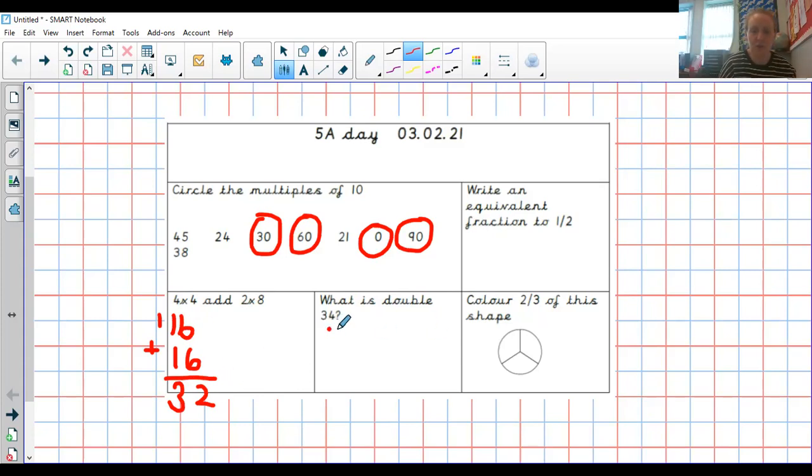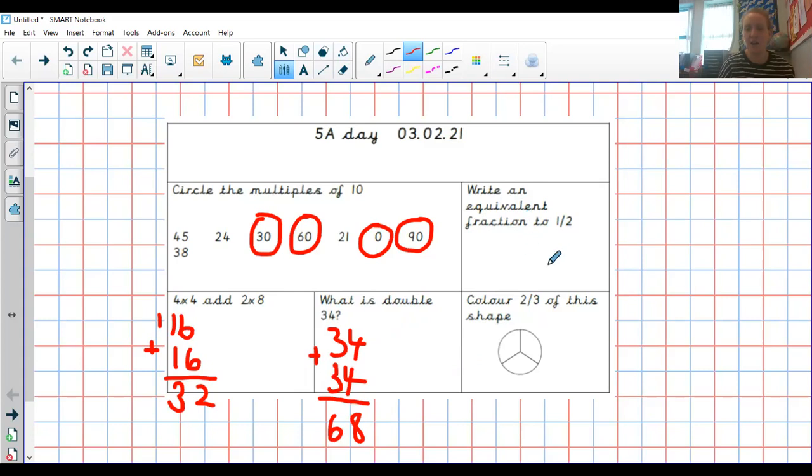Moving across here, double 34. So again, you could do it in the same way. You could have done your column addition like so, excuse my wonky numbers. 4 and 4 is 8. 3 tens and 3 tens is 6 tens, 60. 68, or you could have done 30 and 30 is 60. 4 and 4 is 8. You could have done that mentally. Okay, so another tick there if you got the answer, 68.